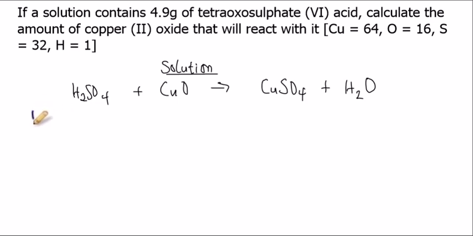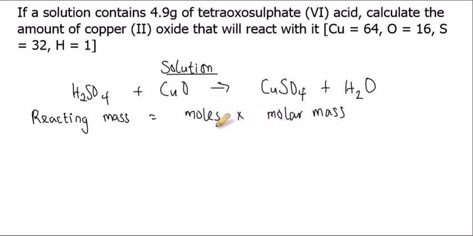Formula for reacting mass: number of moles multiplied by molar mass. The number of moles here will be the coefficient of the substance in the equation, and that's why we need to have a balanced chemical equation. Let's determine the reacting mass of tetraoxosulphate 6 acid. We know the number of moles, which is 1 from the equation, but the molar mass is unknown, so we have to calculate the molar mass of tetraoxosulphate 6 acid.